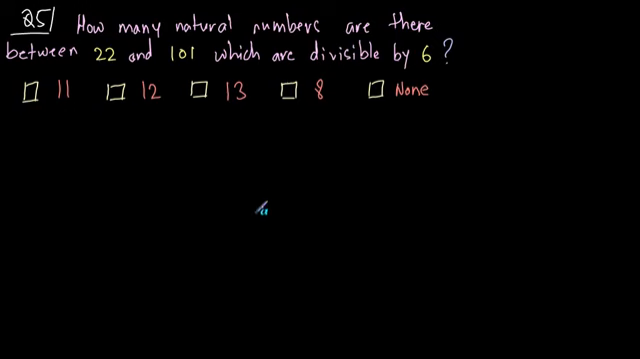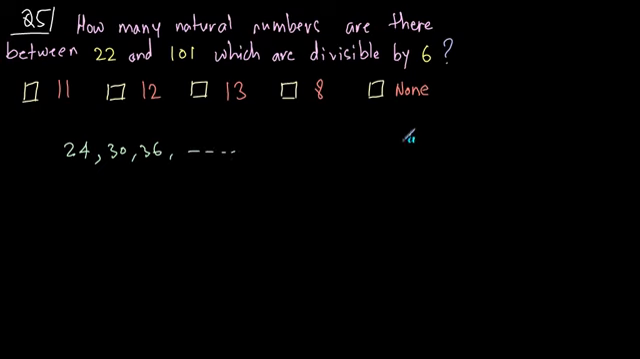Now the fifth and final question. How many natural numbers are there between 22 and 101 which are divisible by 6? And you have your options. So let's list a few numbers which are between 22 and 101 and are divisible by 6. So 22 is not divisible by 6. 23 is not divisible by 6. 24 is divisible by 6. So the first number in our series, actually we will be getting a series here, is 24. The next number, just add 6 to it, would be 30. The next number would be 36, and so on.